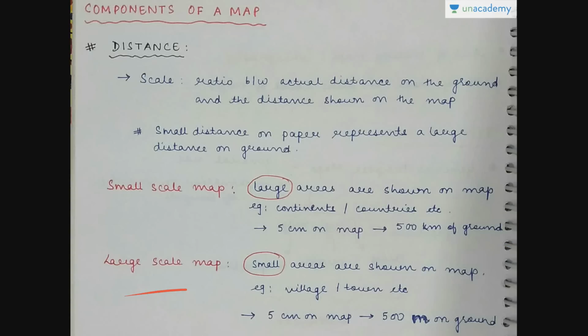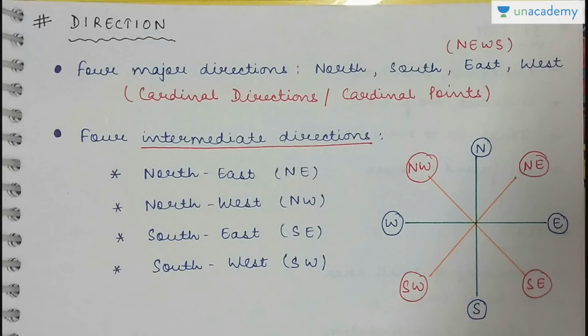Then the large scale map. Now suppose you have small areas like villages or towns. So their area on the ground is small. Suppose we are showing 5 meter. So you can consider that 5 meter to be 5 centimeter, but in the earlier case it's 5 kilometer, because the areas we are representing are very large, continents or countries, but here the areas are very small. So you can have this small area on a comparatively large scale. So it is a large scale map. So just remember this reverse order and you will not get confused.